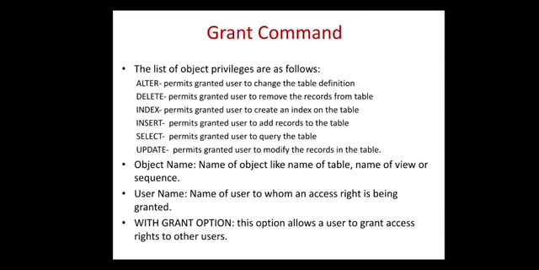The next is on object name. Now what is this object name? It is the name of the object, like the name of a table, view or sequence. Means on which table or on which view you want to give the permission. Then username: the name of the user to whom an access right is being granted. This is the user to whom you are going to grant the privilege. Which privileges? The privileges listed above, that is alter, delete, index, insert, select, update.